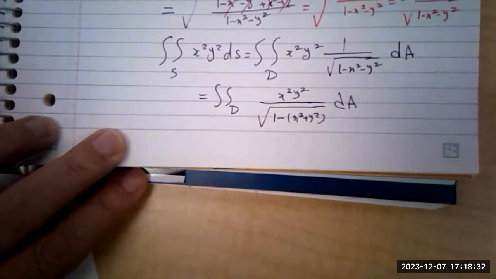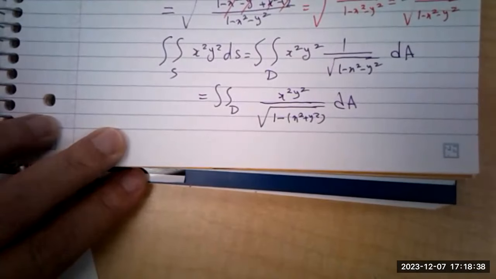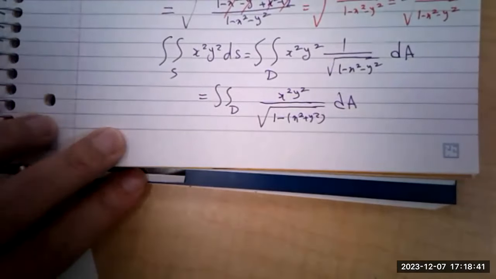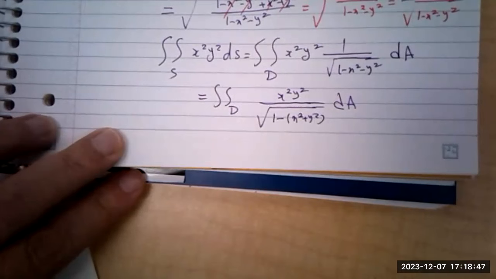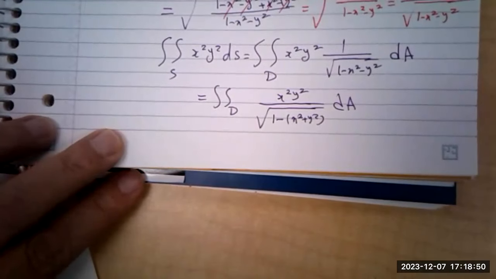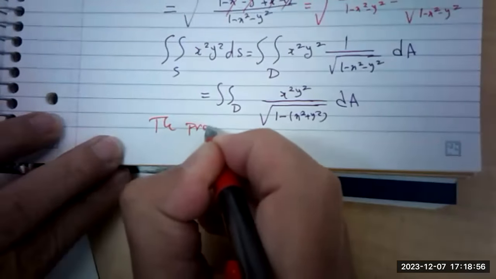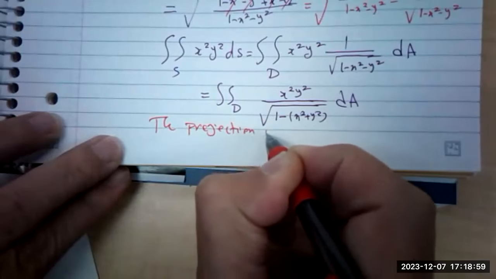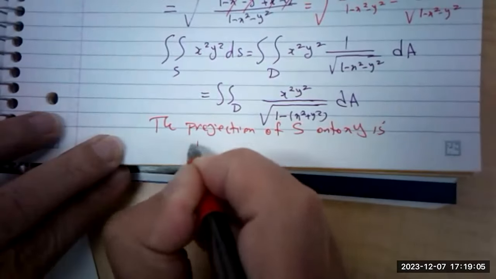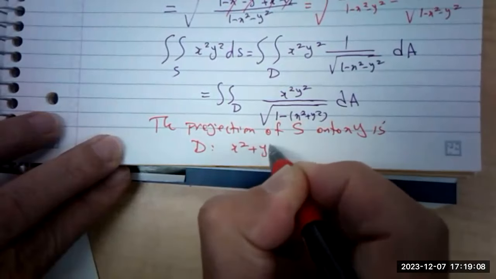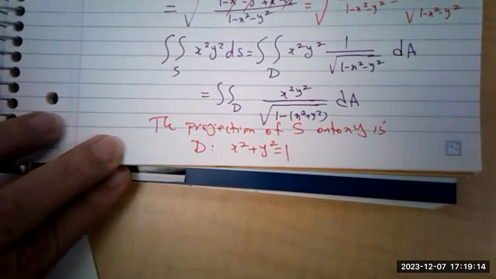Okay, what is D now? The surface was a hemisphere. If you put z equal to 0, the cross section in two dimensions would be just a circle. The circle would be x squared plus y squared equal to 1. So the projection of the surface S onto the xy-plane is your D, which is x squared plus y squared equal to 1. It's a circle.